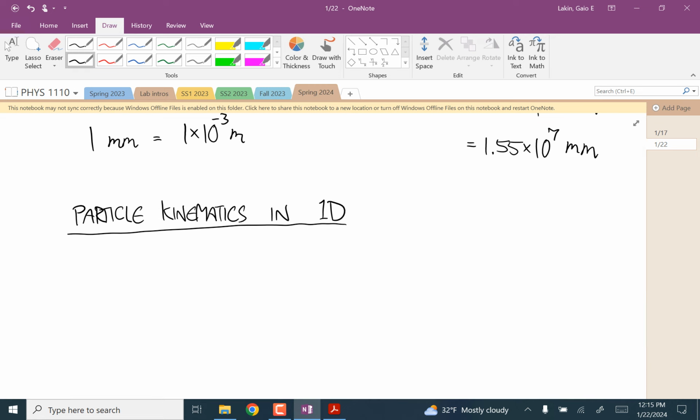So first, before we can get into the topic, we need to think about what this means. There's a lot of stuff in this title. So we have to talk about what a particle is, what kinematics means, and what 1D means. Okay. First, a particle.